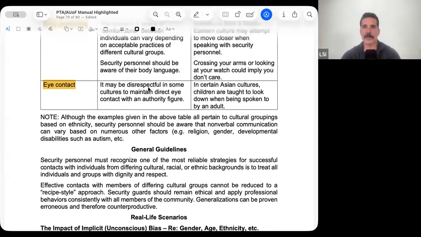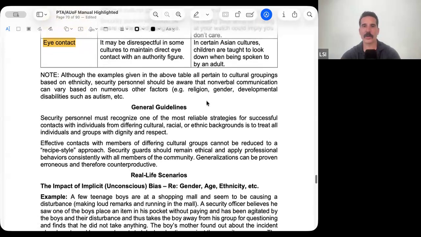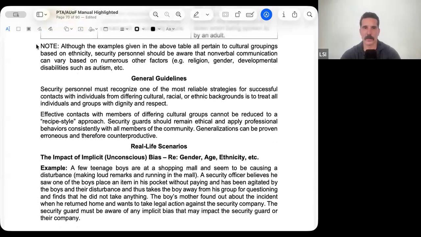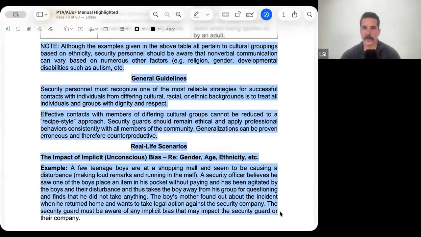And eye contact. It may be disrespectful in some cultures to maintain direct eye contact with an authority figure. In certain Asian cultures, children are taught to look down when being spoken to by an adult. All right, and it continues.